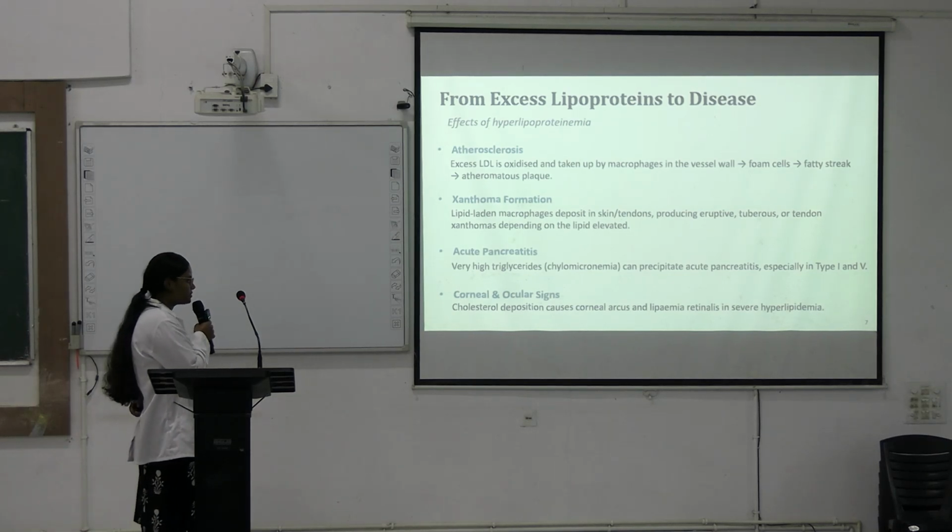Corneal and ocular signs. Cholesterol deposition causes corneal arcus. Corneal arcus is the gray to white lining around the cornea, and there is also the lipemia retinalis.